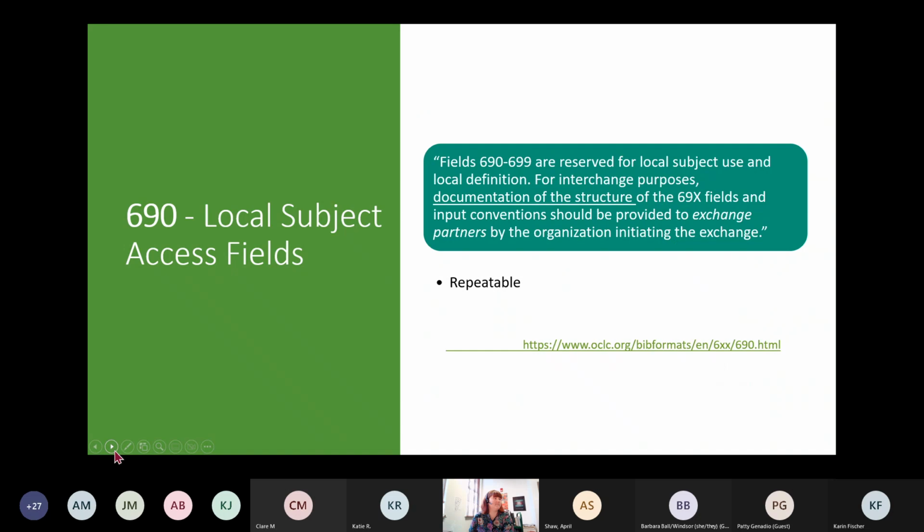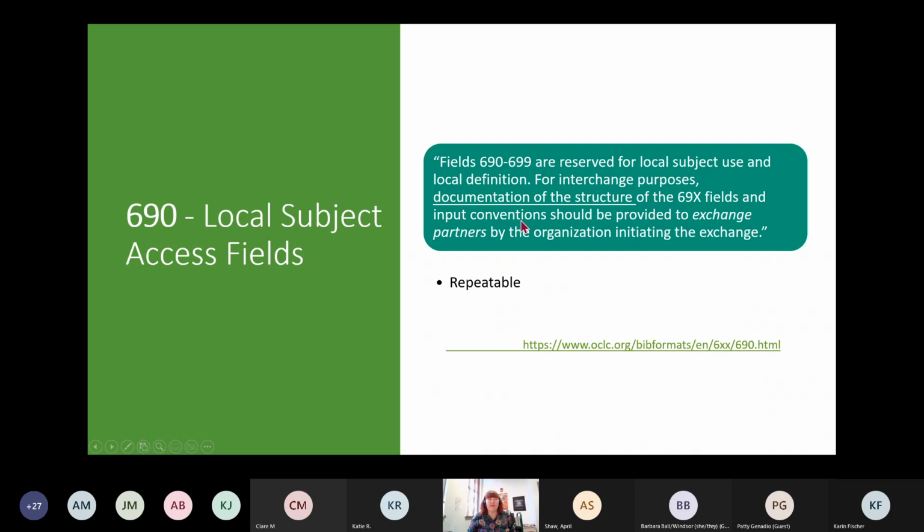When it comes to 690, this is the local subject access fields, which can be helpful if there are important terms that aren't represented but are clear and true. You have good authority to add them. You can use these 690 to 699 fields. They're reserved for local subject use and local definition.